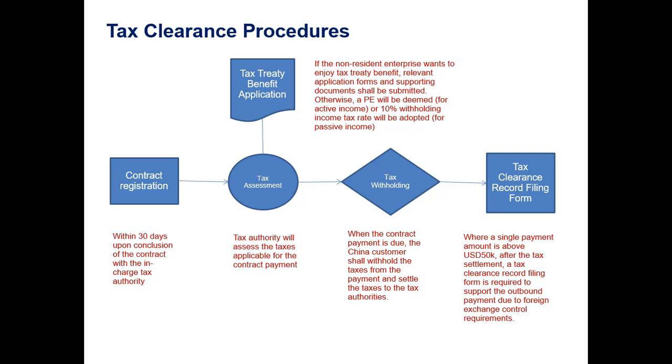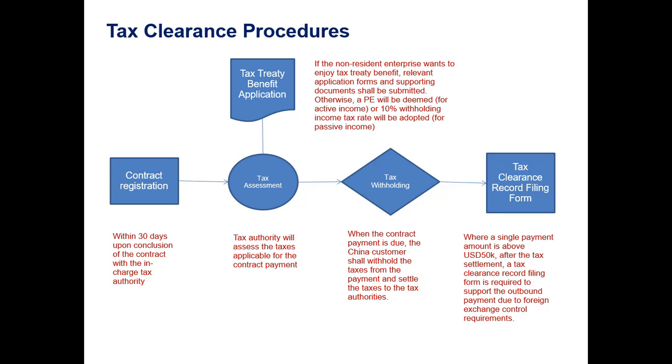But when they go to the bank, the bank will say there's a regulation set by the tax authority and the Foreign Exchange Administration: for one single payment above $50K, you must obtain a tax clearance record filing form from the tax authorities. Otherwise, the bank says we cannot effect the payment. So if the single payment is below the $50K threshold, that's okay. You can ask your Chinese customer to pay it directly at the bank. But if the payment amount is above this threshold, you still have to go to the tax authority, ask them to issue the tax clearance form, and then the bank of the local customer can effect the payment.